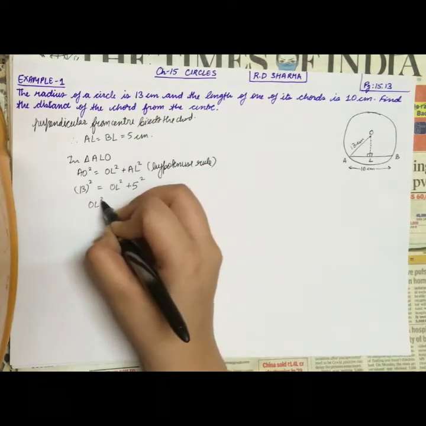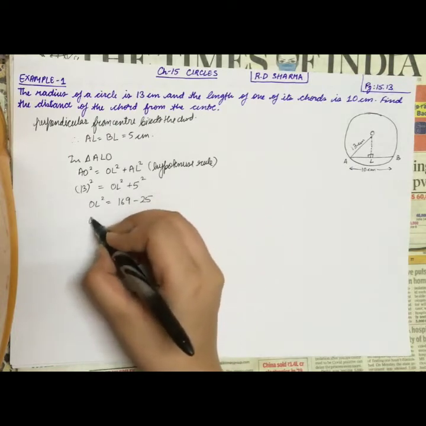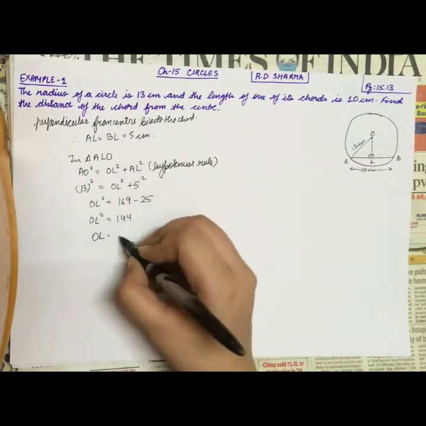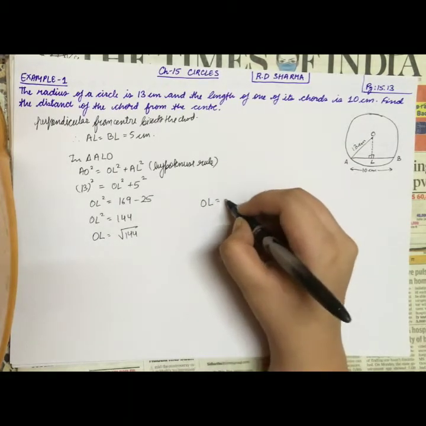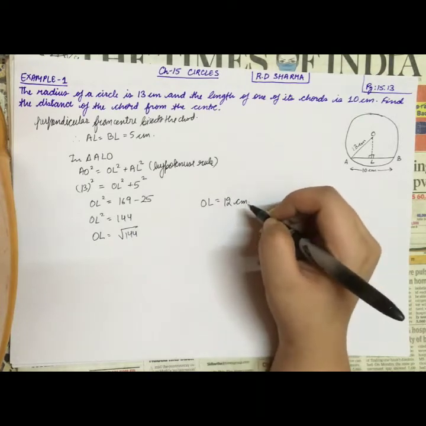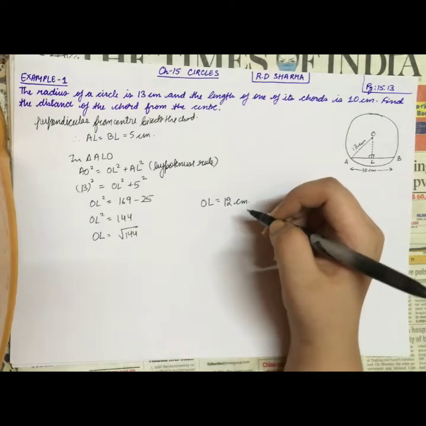So now OL square is equal to 169 minus 25. OL square is equal to 144. OL is equal to root 144. Therefore OL is equal to 12 centimeter. Therefore the distance of the chord from the center is 12 centimeter.